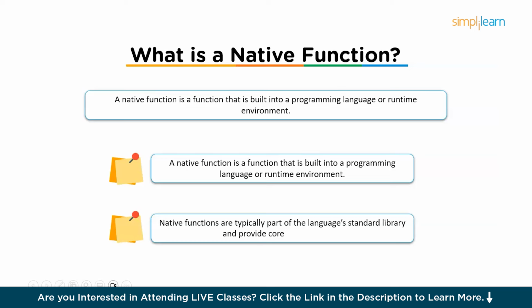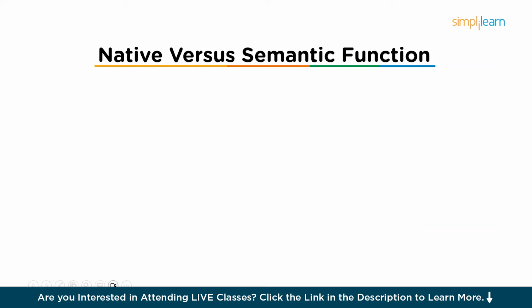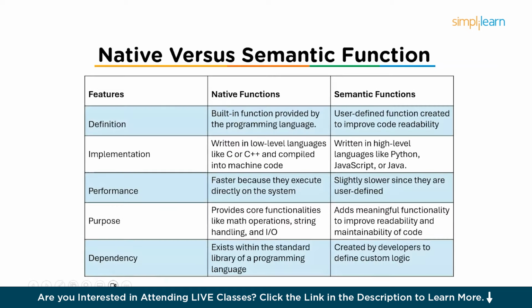Now moving on, we'll understand the difference between native and semantic functions. So here is the difference. Differentiating them on the basis of definition: native functions are built-in functions provided by the programming language, and semantic functions are user-defined functions created to improve code readability. Now moving on, differentiating them on the basis of implementation: native functions are written in low-level languages like C or C++ and compiled into machine code, but semantic functions are written in high-level languages like Python, Java, or JavaScript.